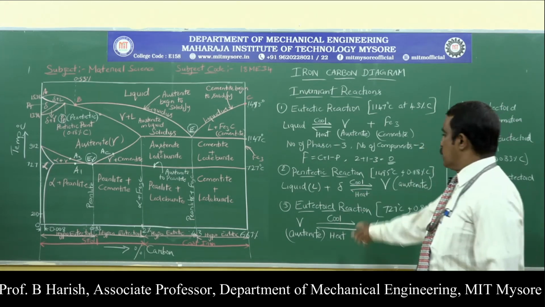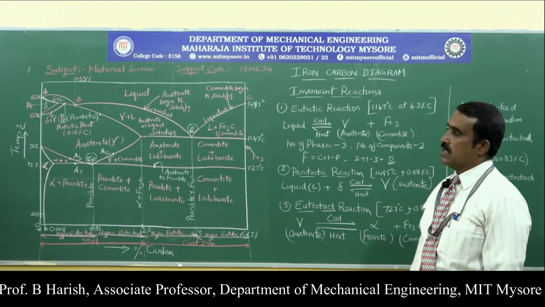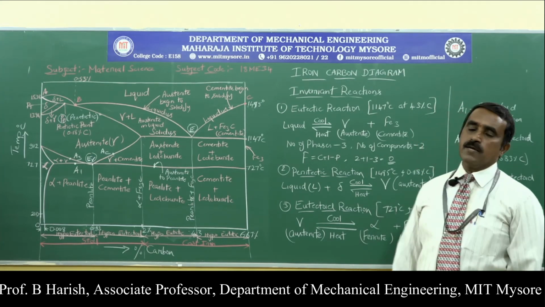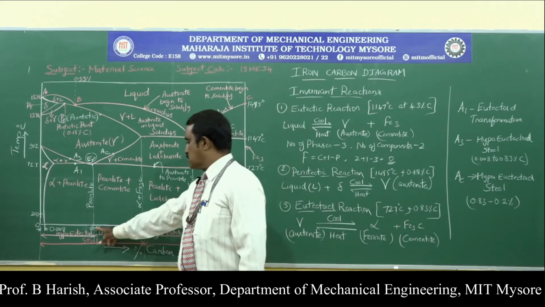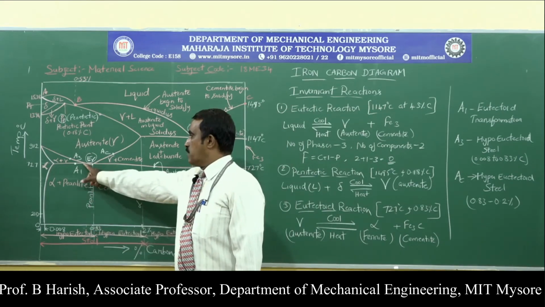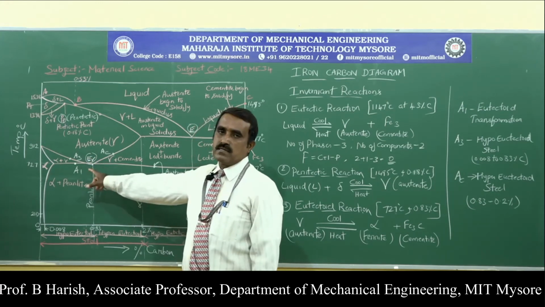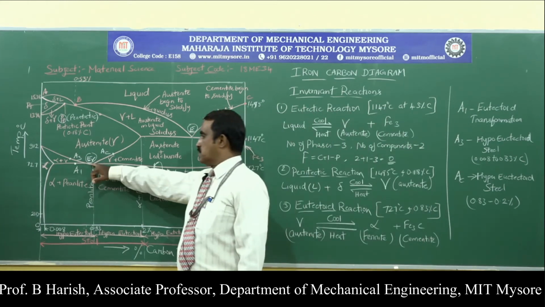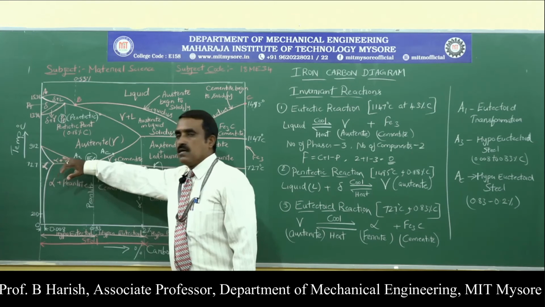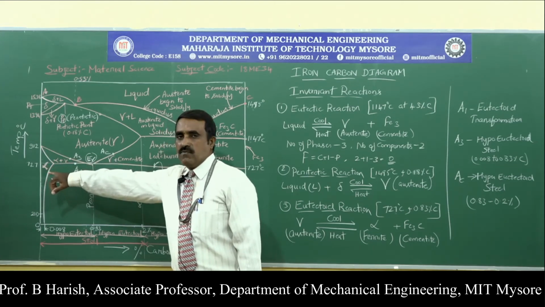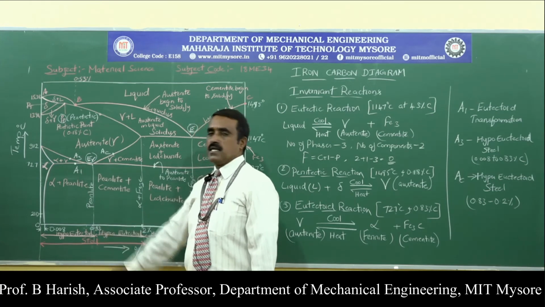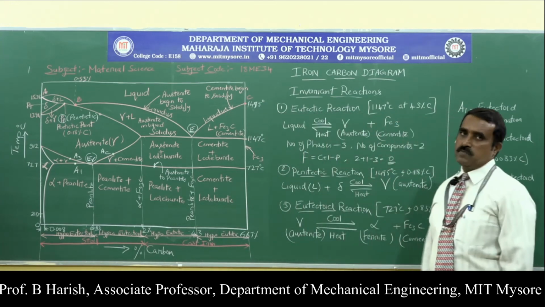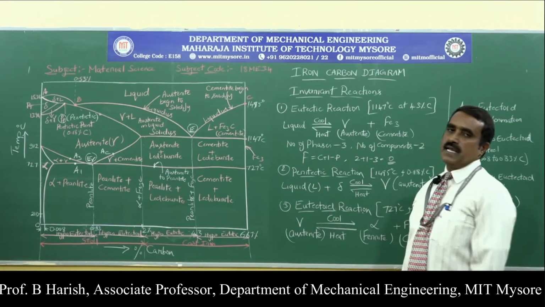Then the third one is the eutectoid reaction. That is at a temperature of 727 degrees centigrade and 0.83% carbon content. You can look at this: 0.83% carbon content, temperature 727 degrees centigrade. Already we have discussed that E gamma is nothing but the eutectoid point. The temperature is 727 degrees centigrade and the percentage of carbon content is 0.83%. This point is called the eutectoid point. So the reaction we can observe at that particular point is called the eutectoid reaction.